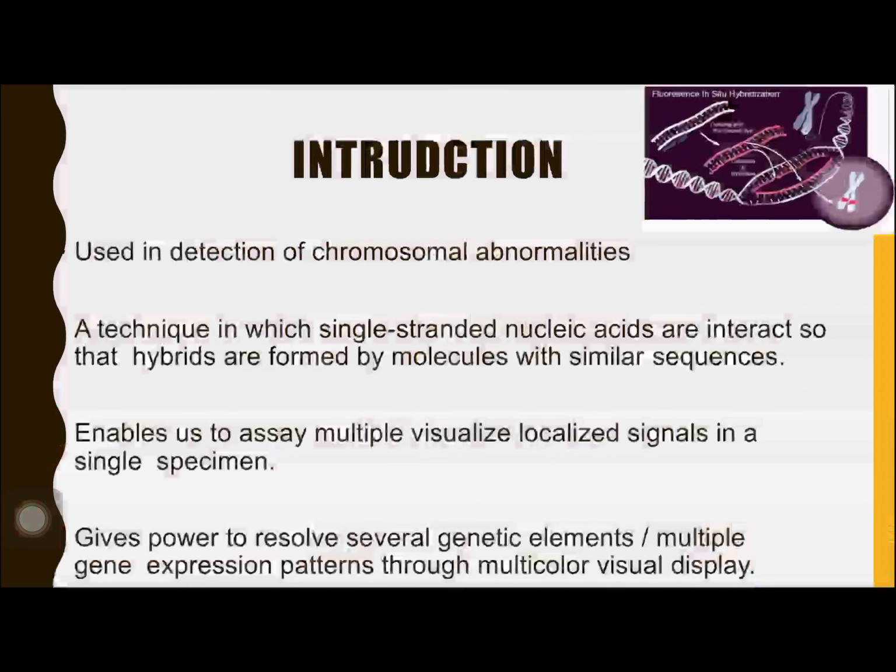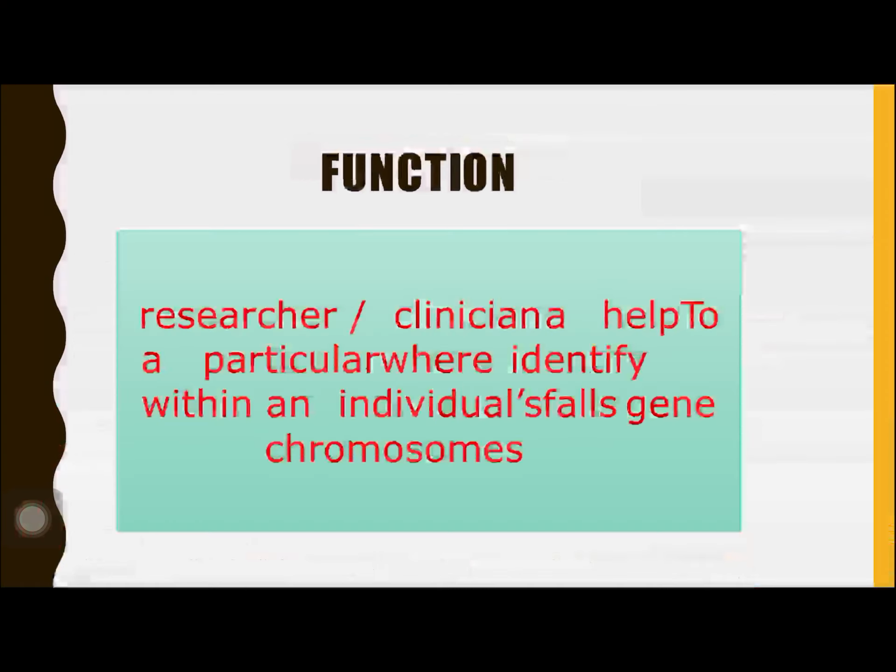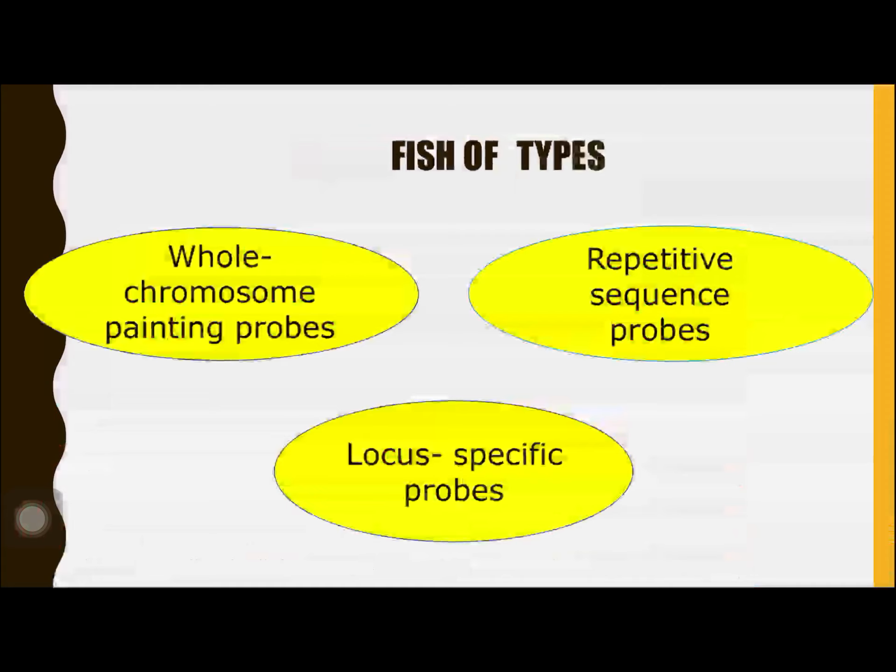FISH is used in the detection of chromosomal abnormalities, a technique in which single-stranded nucleic acids are interacted so that hybrids are formed by molecules with similar sequences. It enables us to assay multiple visualized, localized signals in a single specimen, and gives power to resolve several genetic elements and multiple gene expression patterns through a multicolor visual display function, helping to identify a particular gene within an individual chromosome.